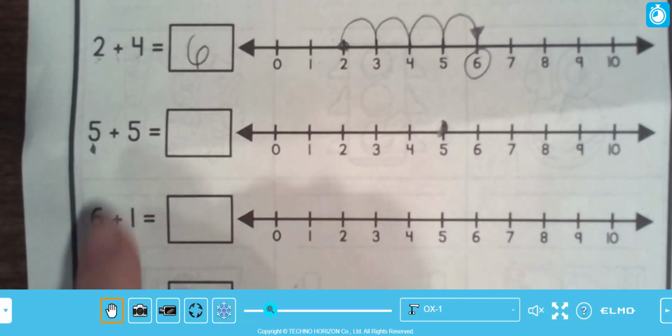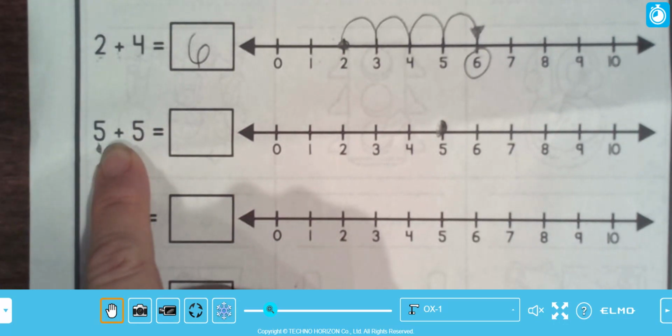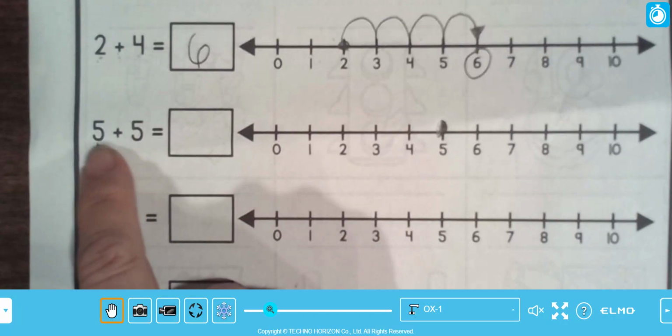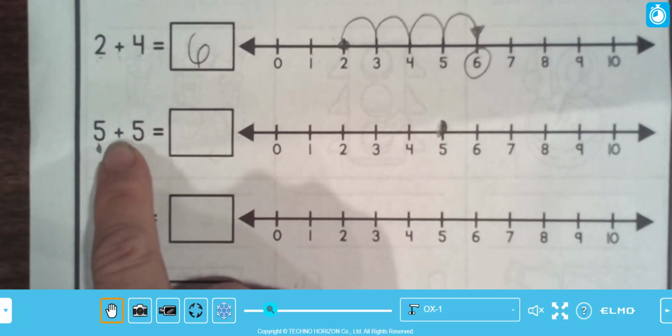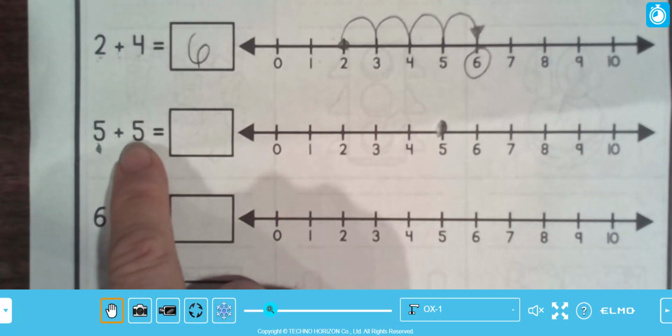Okay, now what does this plus sign mean? It means that we're adding. So our answer starts at 5, but then we're going to get bigger. That's what that means. So how many bumps are we going to make to get bigger? Yeah, we're going to make 5 bumps, okay?